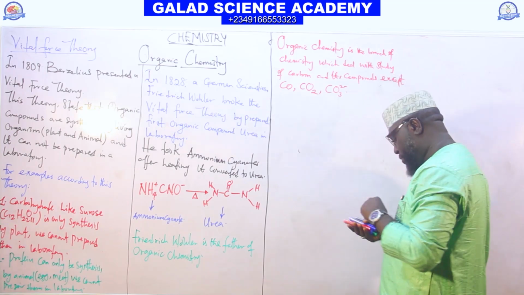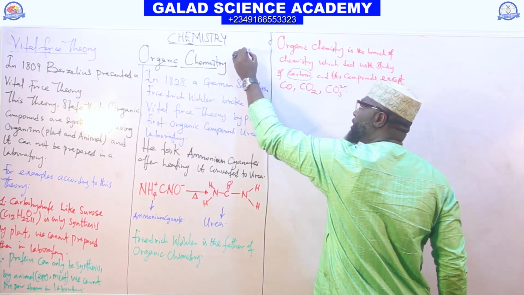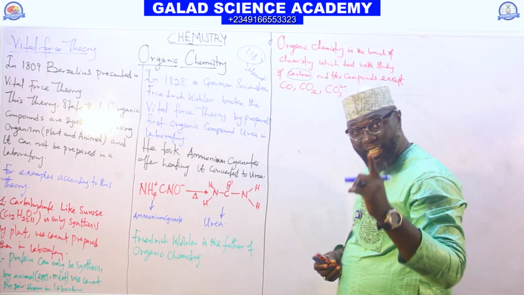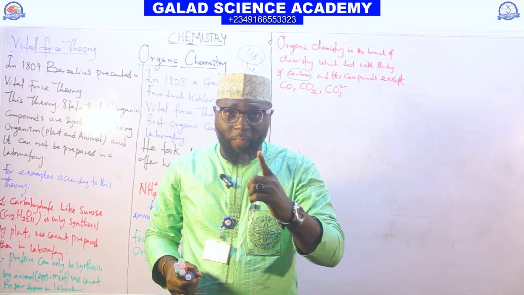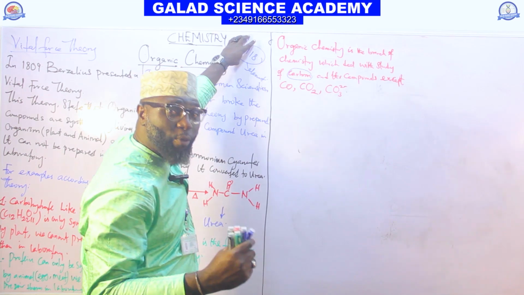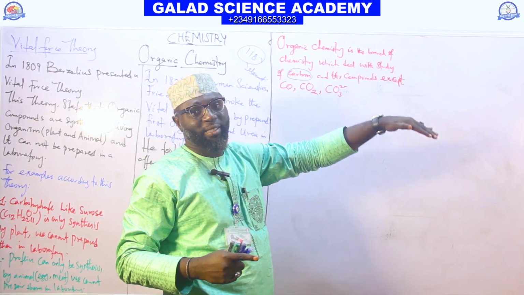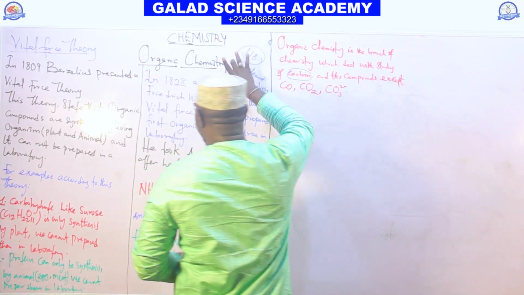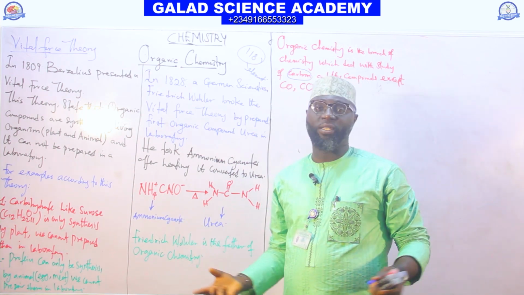At this junction, I used to ask myself a question. Out of almost 118 elements we have in the periodic table, why is it that organic chemistry just deals with the study of carbon and its compounds alone? I keep asking myself that question.